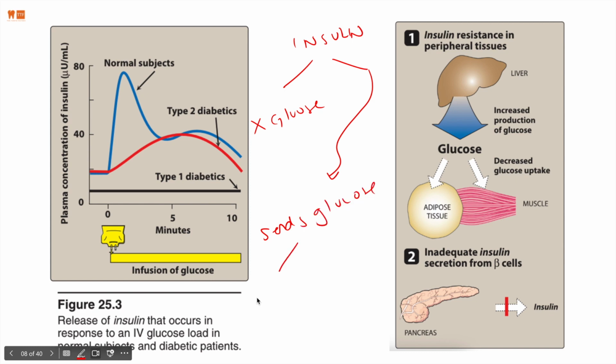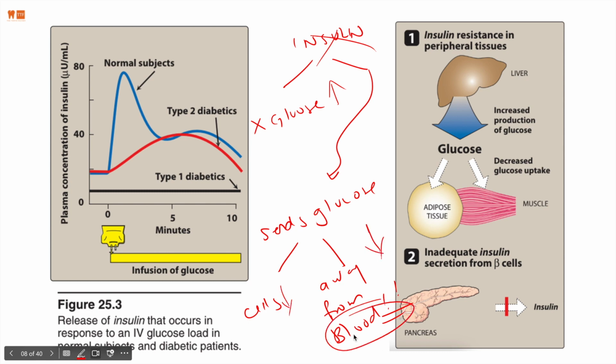So where does it send it to? Inside cells, away from blood. And that is the important part. In its absence, glucose will increase. Cells will never receive it. It will always remain in the blood.